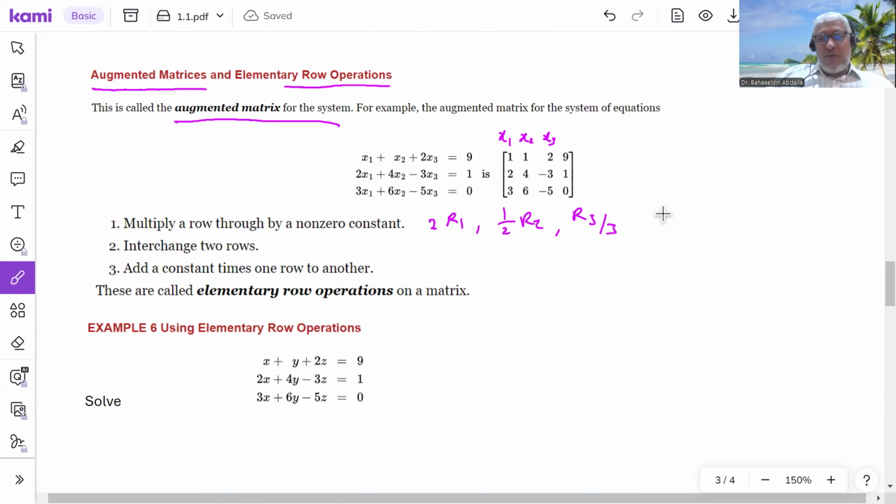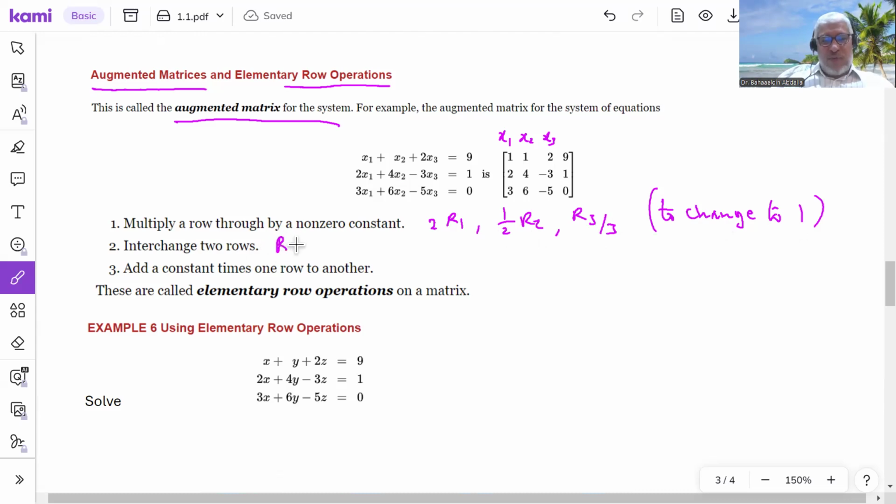We use this to change a number to 1. Whenever I need to change a number to 1, I can just divide by 3 or 2 to make it 1.